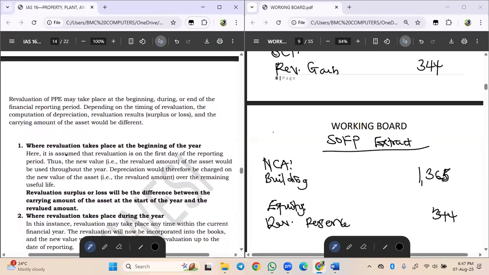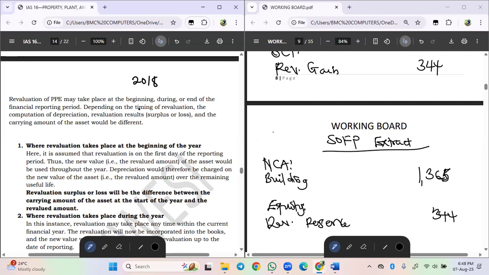Okay, so this revaluation we've been talking about, they are saying that it may take place at the beginning, during, or end of financial period. So if we take, let's say 2018, the revaluation can take place at the beginning, let's say 1st January. It can also take place during, let's say middle, let's say 30th June or 1st July. Also can take place at the end of the financial reporting, that is 31st December 2018.